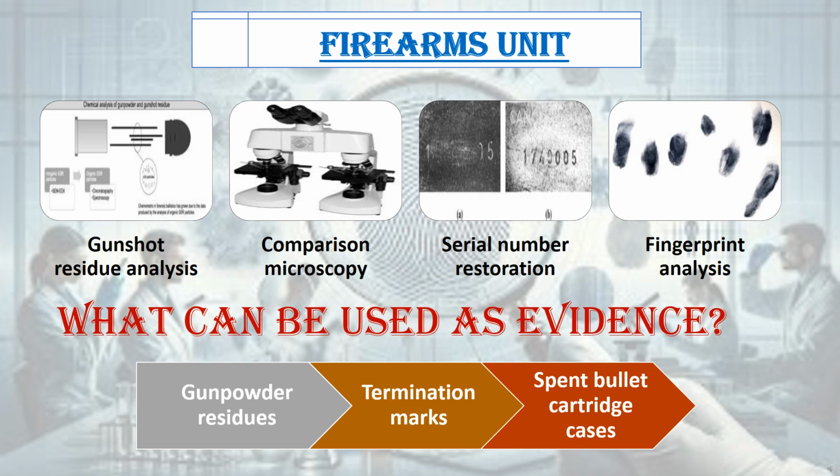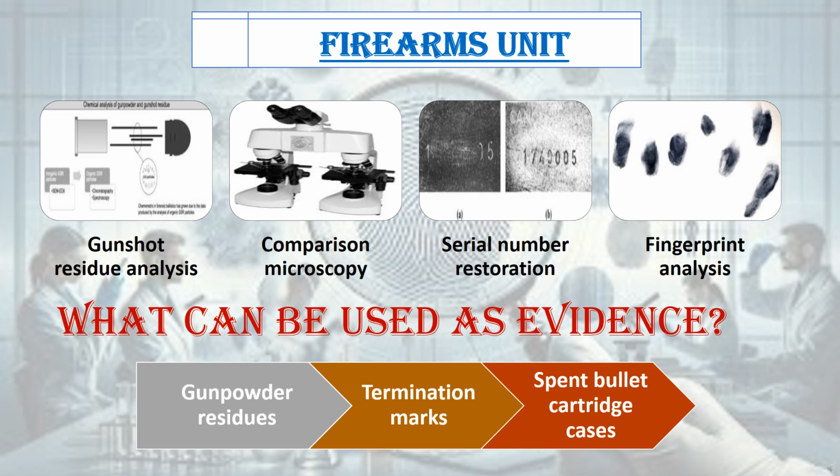Typically, this involves identifying the presence of elements like lead, barium, and antimony, which are key components of a firearm's primer, using a scanning electron microscope, SEM, with energy dispersive X-ray spectroscopy, EDS, to analyze the collected sample.